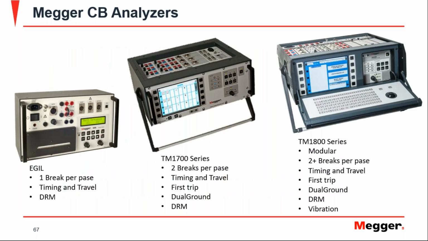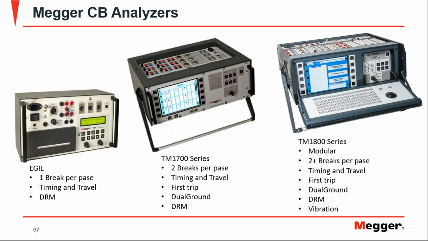With that, the last slide is the offering that we have in our circuit breaker analyzers. We have the Eagle, the one on the left, which is a very simple, very basic instrument for timing and travel. It can test up to 1 break per phase. But it can also do dynamic resistance measurement. So it's an instrument that looks very simple, but it has one of these advanced tests.